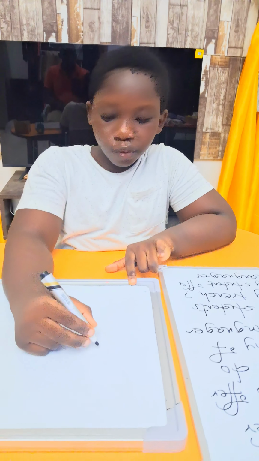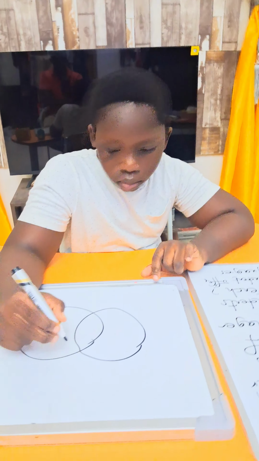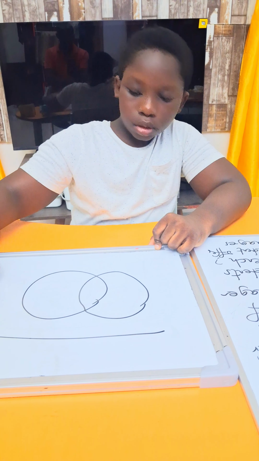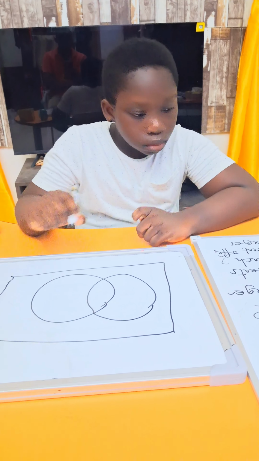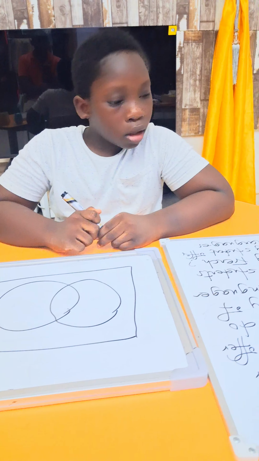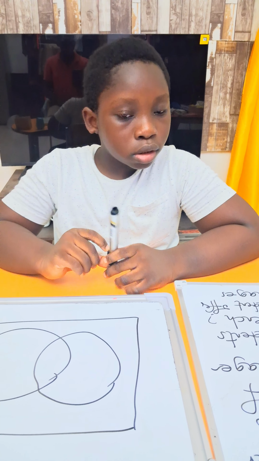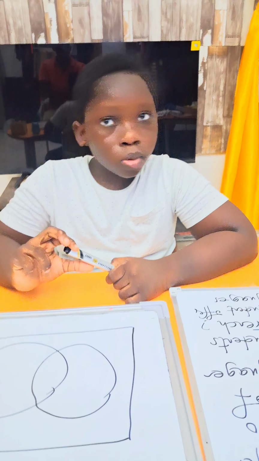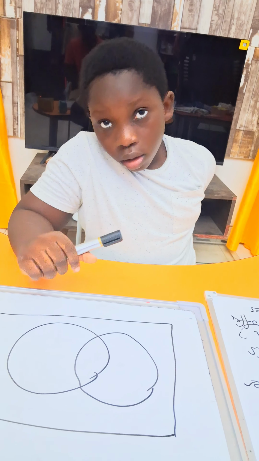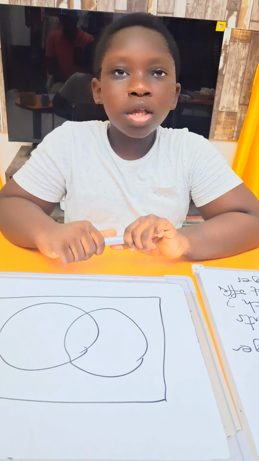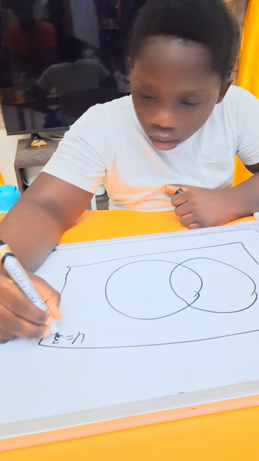First, to solve this, we draw two big circles. And then we bring a box. Now, if you look at the question, it says in a class of 39 students. And if the total number of people in the class is 39 students, it means that the universal is 39 students. Because the universal is the total amount. We write the universal in the right one.